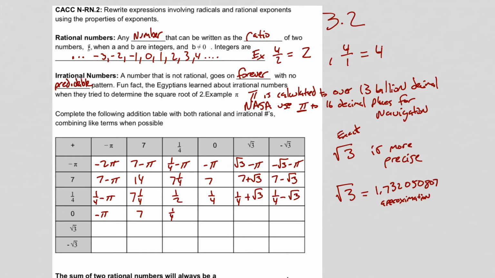And I would much rather write this than have to write this whole mess every time I used it in an operation. So, something to consider about the purpose of radical notation is technically it's probably less work than writing out these numbers all the time.